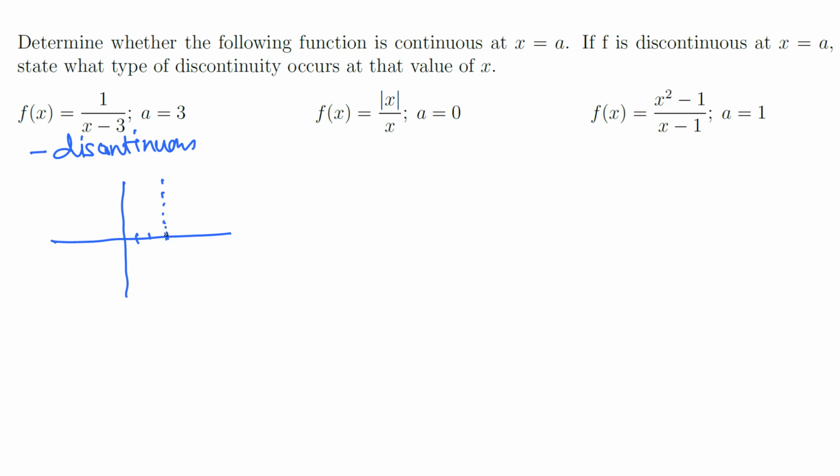Then we get a graph something like this. So we have a vertical asymptote here, and this will be going to negative infinity, and on the other side is positive infinity. So the function goes to infinity. So the type of discontinuity is infinite discontinuity.